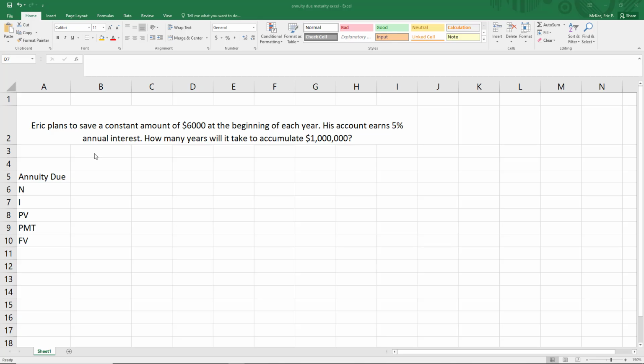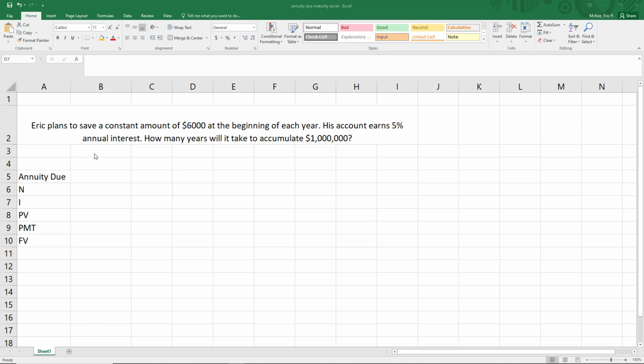In this video, we will learn how to use the NPER function in Excel to find the maturity for an annuity due. In any intro finance class, you will have a unit on annuities, and we professors will always have questions where we give you 4 of the annuity's characteristics and ask you to find that missing one. If you want to ace those questions, this video is for you.